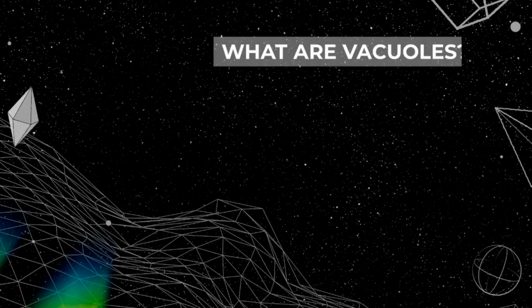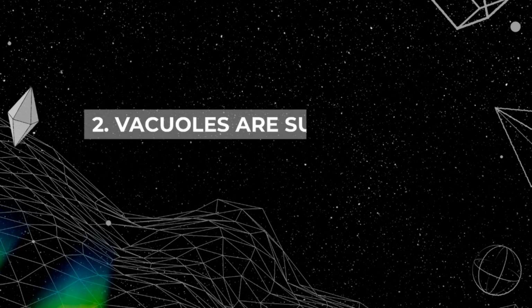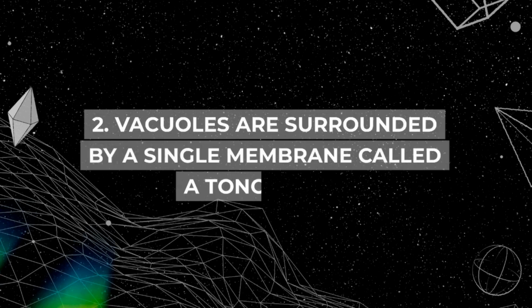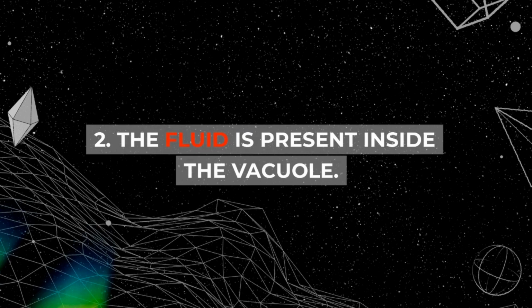What are vacuoles? 1. Vacuoles are storage sacs for solid or liquid contents. 2. Vacuoles are surrounded by a single membrane called a tonoplast. 2. The fluid is present inside the vacuole.